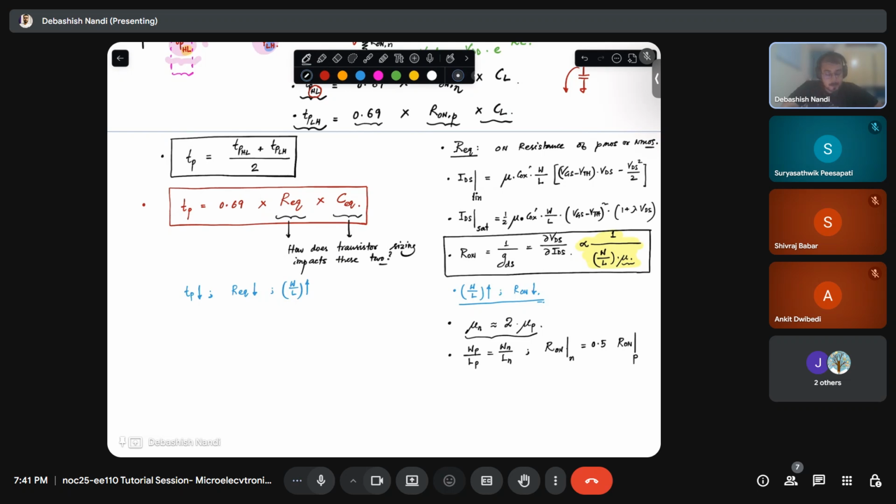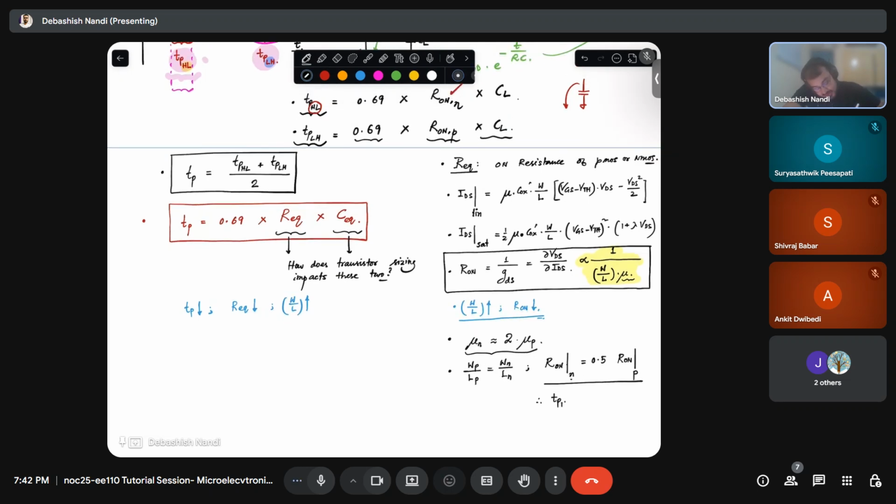Is that okay? Have you understood the notations? So basically this NMOS is related to TPHL. TPHL will be half that of TPLH. Is that okay? Yes, sir.